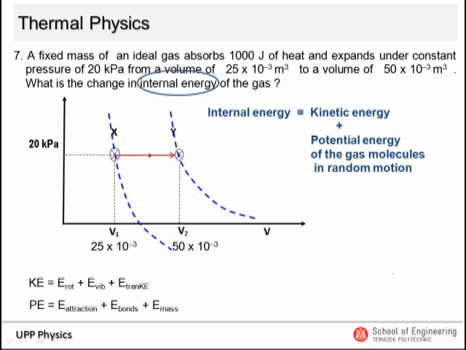Next, let's proceed to understand what is meant by an ideal gas. For an ideal gas, the potential energy is assumed to be zero, meaning we will treat that there is no attraction between the gas molecules, there are no chemical bonds within the gas molecules, and there is negligible mass for the gas molecules. So with all these assumptions, the potential energy of the gas molecules in random motion is taken to be zero. And with that, the internal energy of an ideal gas, U, is simply equal to the kinetic energy.